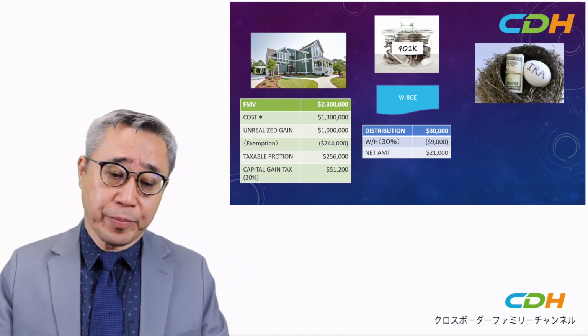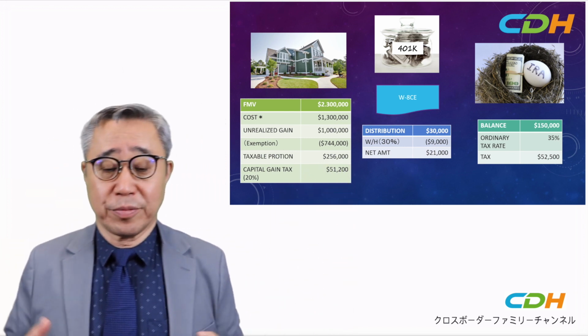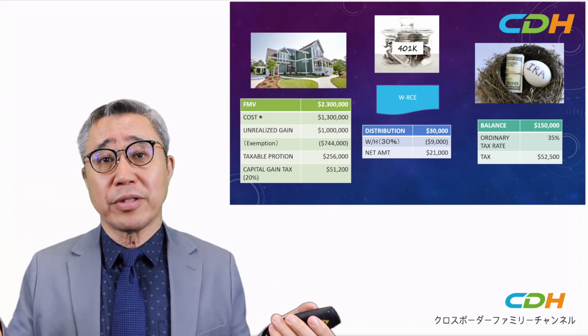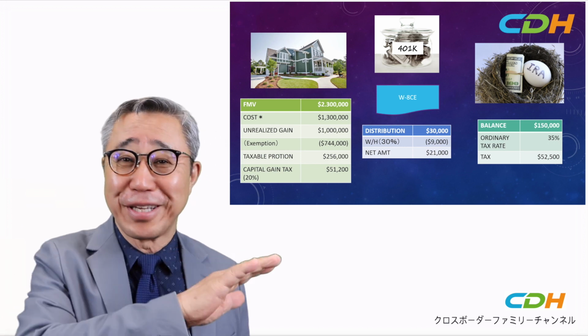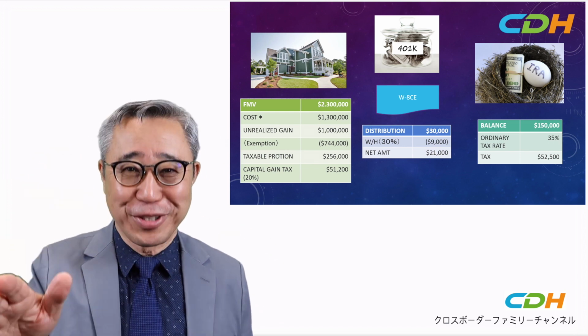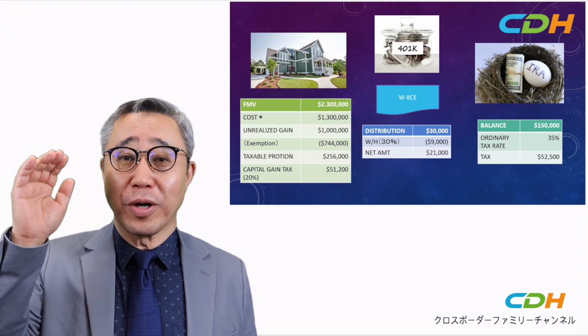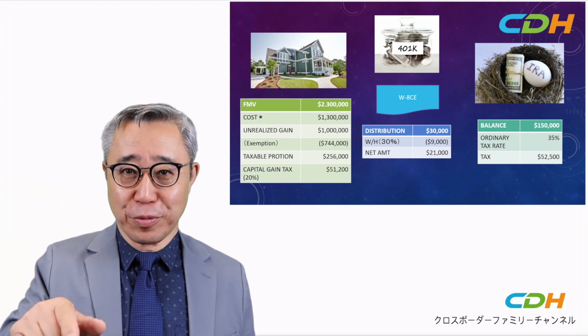So IRA, I have an IRA of $150,000. When I give up my green card, I am a covered expatriate. If you're not a covered expatriate, you don't have to worry about the whole thing, okay? Please don't misunderstand me. If you're a covered expatriate, then this will happen.